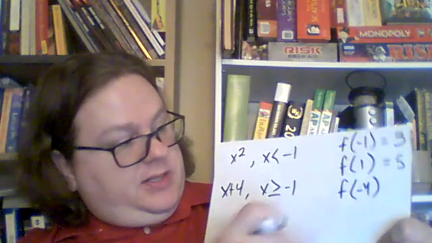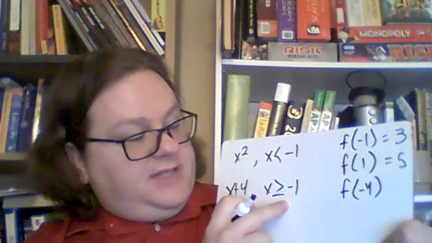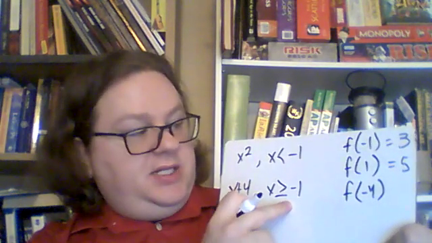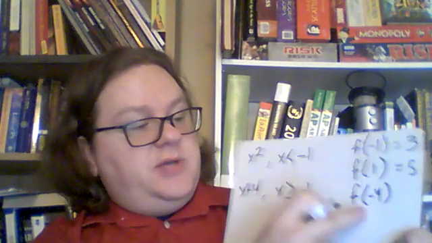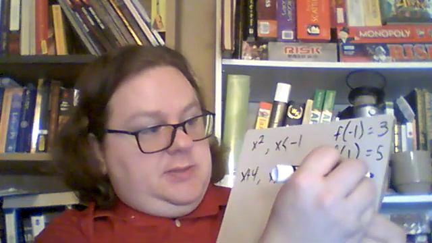And then -4, is it greater than -1? No, it is actually less than. It's less than -1, so we're going to use this x squared. So -4 squared is 16. So our answers are 3, 5, and 16.